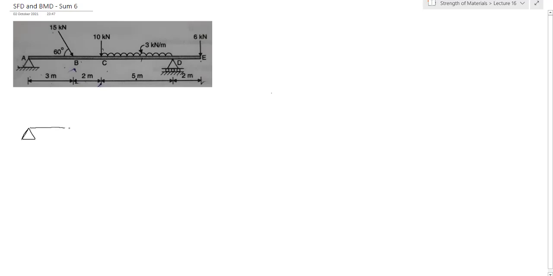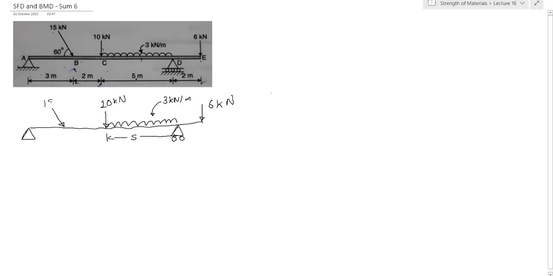First of all, we will draw the diagram from the question just as it is. So here it is 6 kilonewton. Here there is 10 kilonewton. Here we have 3 kilonewton per meter. This length is 5 meters. Over here we have 15 kilonewton of force, which is at an angle of 60 degrees. Here we have 3 meter, here we have 2 meter, and here also 2 meter.